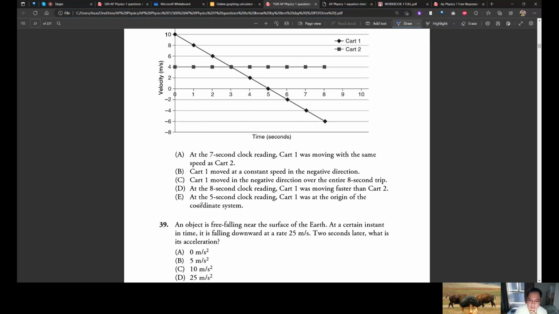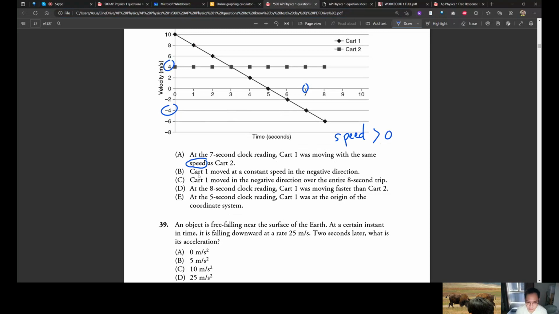Statement A: at 7 seconds, the clock reading, cart one was moving with the same speed as cart two. At 7 seconds, the velocity of cart one is -4 and cart two is 4. But the term is speed, not velocity. Velocity can be negative, but speed is simply the magnitude, how fast an object moves. So speed is simply a positive number, and therefore this statement is correct. The speed is the same, -4 and 4, but we can consider both as 4.